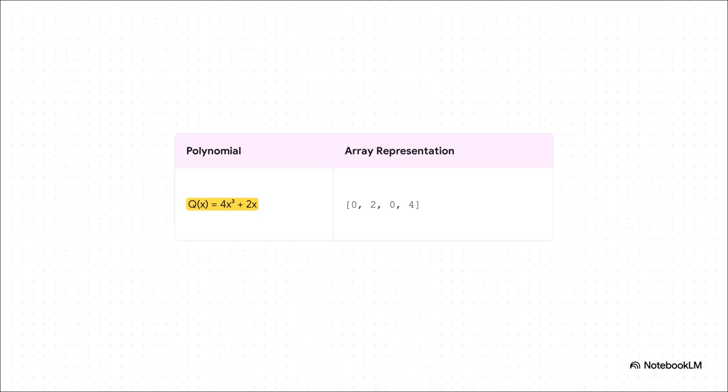So the most crucial point here is that 0 acts as a placeholder. It holds the spot. For a polynomial like 4x cubed plus 2x, the coefficient for the x cubed term, which is 4, goes into index 3. The coefficient for the x term, 2, goes into index 1. And since there's no constant term and no x squared term, we just plug zeros into index 0 and index 2. This keeps the whole structure perfectly consistent.